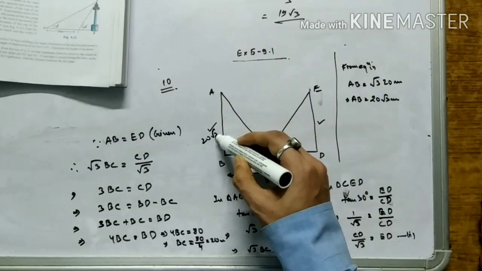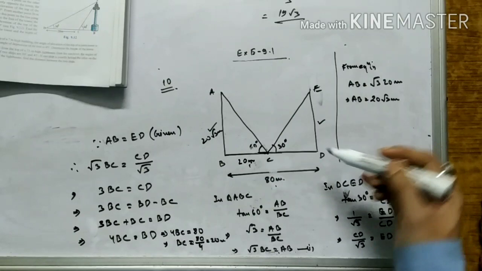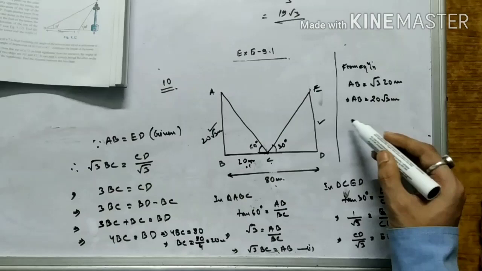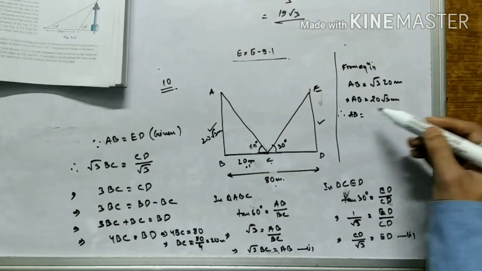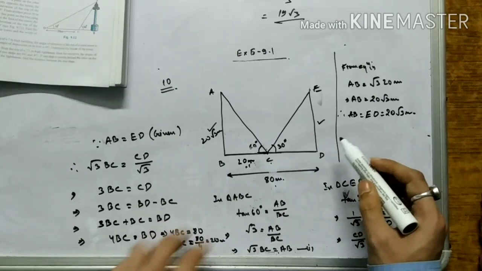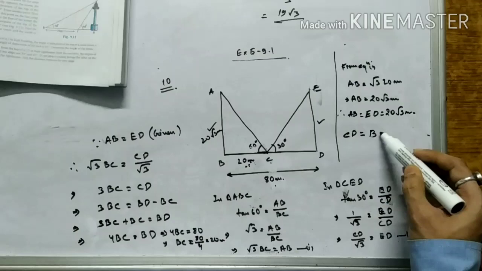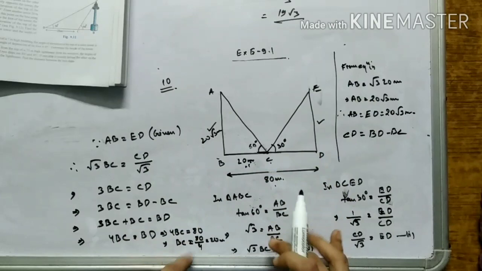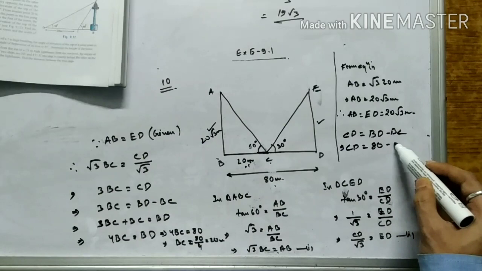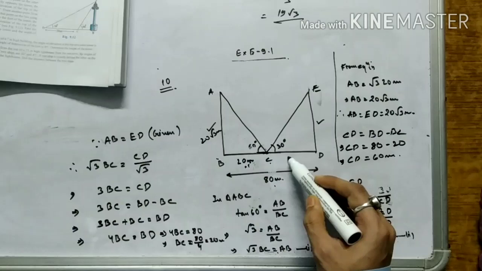So AB 20 root 3 meter means what? ED also 20 root 3 meter you will get. And BC you got is 20. So therefore CD will be what? Therefore you can write AB is equal to ED is equal to 20 root 3 meter. And then BC you got. So CD is equal to BD minus BC. So CD is equal to BD 80 minus BC 20, which is equal to 60 meter you will get. Understand?